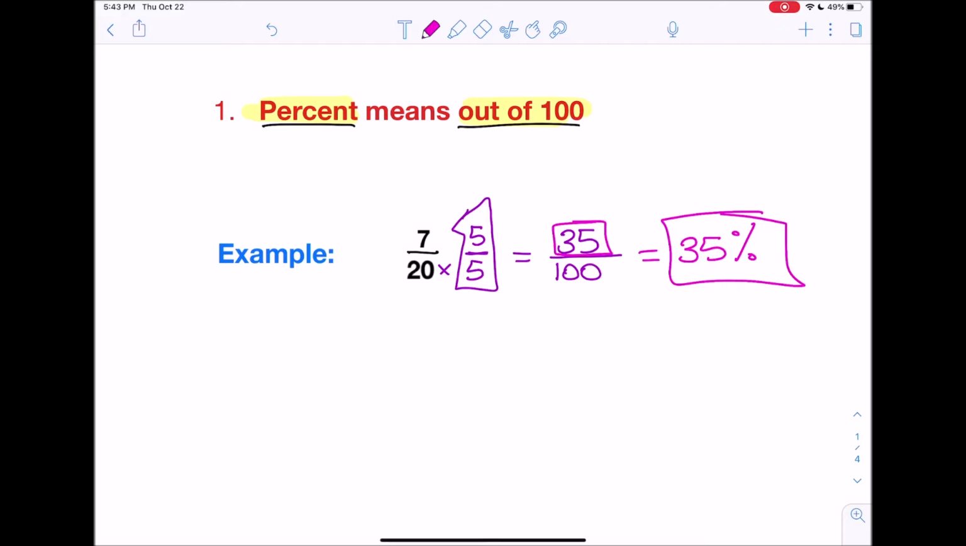Okay, so this is a great strategy to use if your denominator, your bottom number, can go into 100 evenly. Because then you just need to figure out what your giant 1 is, right? What number you need to multiply by to get that 100 on the bottom. Multiply by the same number on top. And whatever that top number ends up being, in this case 35, we know that that's going to be what the percent equals. Okay, so that's strategy number 1.